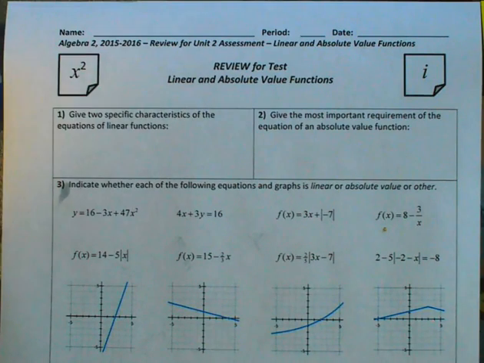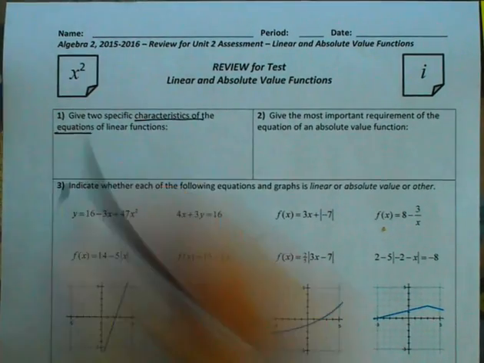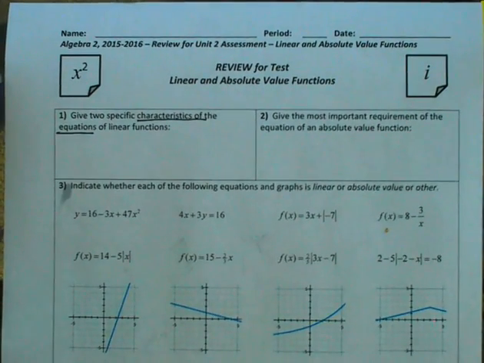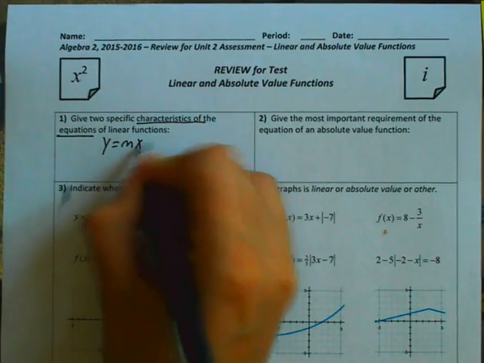Okay, this is the test review for Unit 2. The first question says, give two specific characteristics of the equation of a linear function. So, characteristics of the equation of a linear function. Well, you should know that the equation of a linear function is y equals mx plus b.